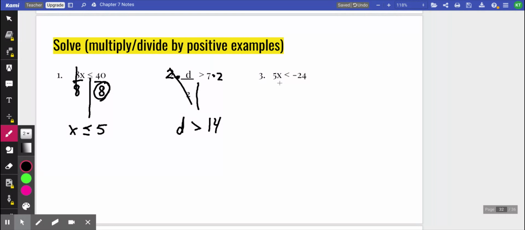Number 3, divide both sides by 5. So we have x here, and we would have negative 4.8 here. Now, this one is one where you have to be careful because you're like, oh, I got a negative. However, look at what we divided by. It was a positive 5, which means my sign will stay the same.